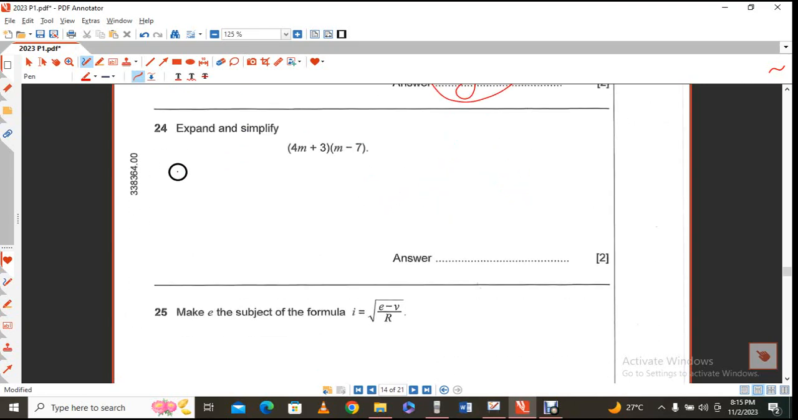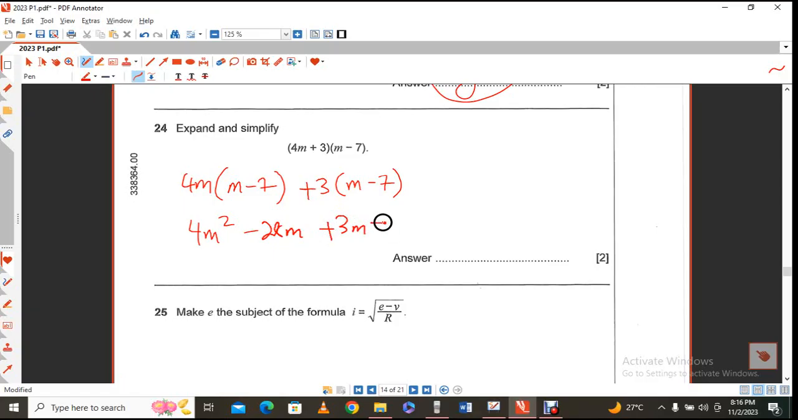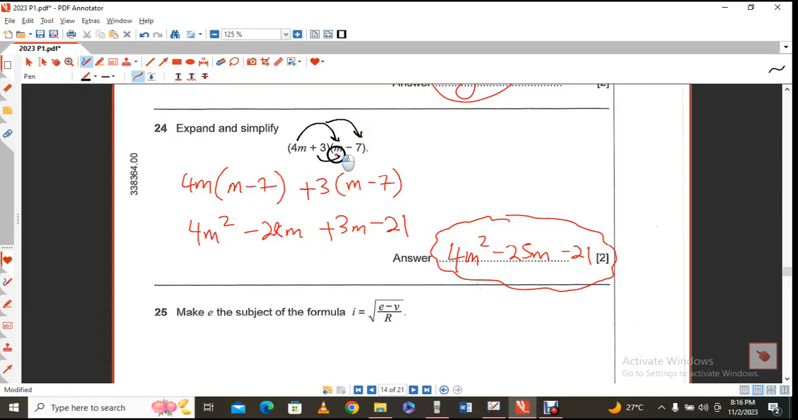Expand and simplify. Of course, with binomial expansion there are many ways you can do it. You can say 4m, and then you have m minus 7 over here, plus 3, and then you have m minus 7. Then this gives you 4m squared minus 28m plus 3m minus 21, and all of this simplifies to 4m squared minus 25m minus 21. Of course, if you are familiar with other methods of expanding, such as doing this times that, some people like that, you arrive at this answer and then you simplify.